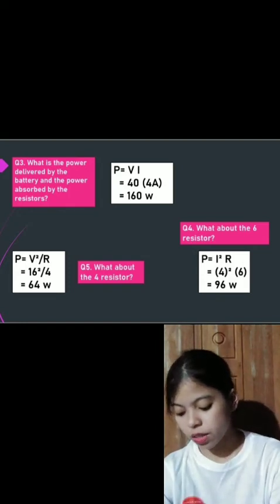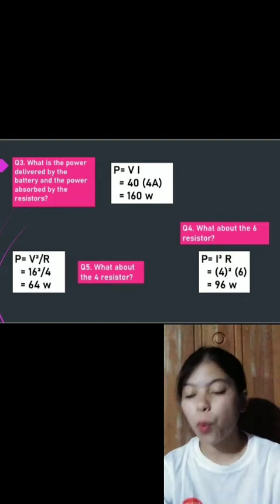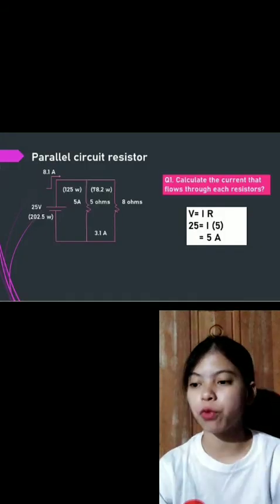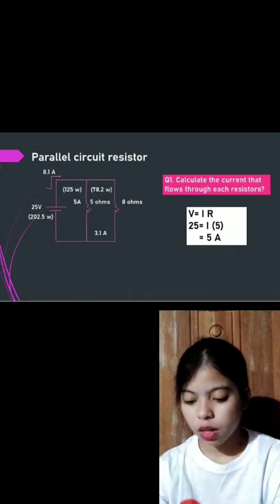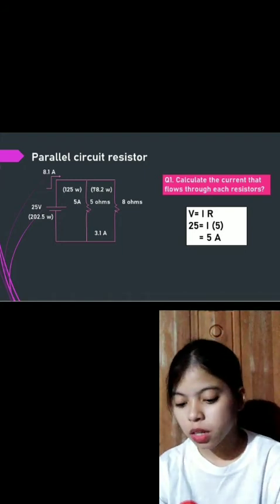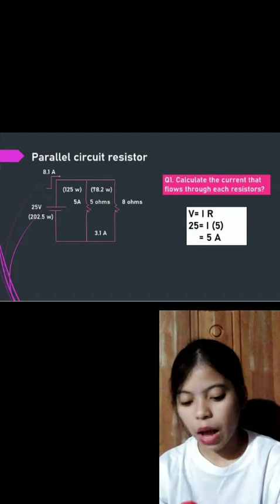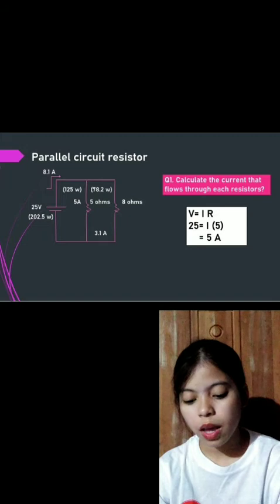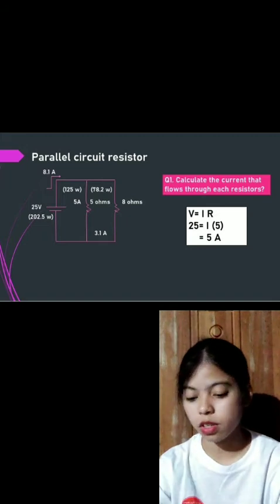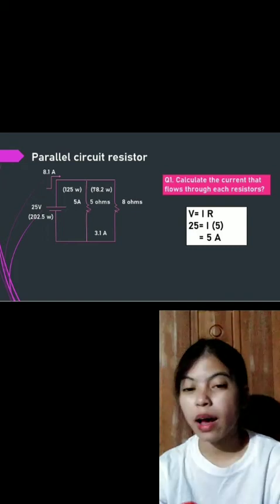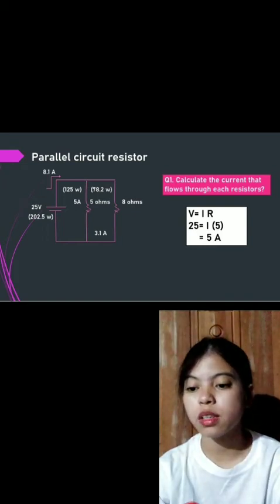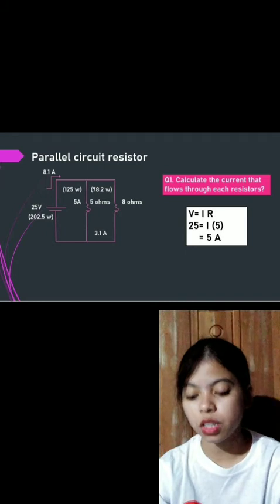After this, we will add up all the power of the two resistors, and we will get 160 watts of power. And lastly is the value of parallel circuit resistors. We also have here an example, a circuit with two resistors. Now we have 25 volts, and the first resistor is 5 ohms and the second is 8 ohms. The first question is to calculate the current that flows through each resistor.